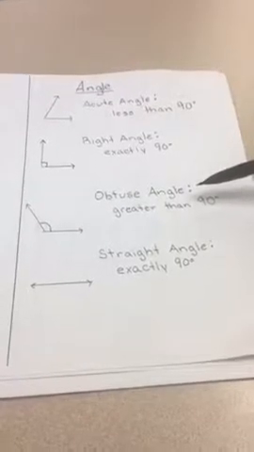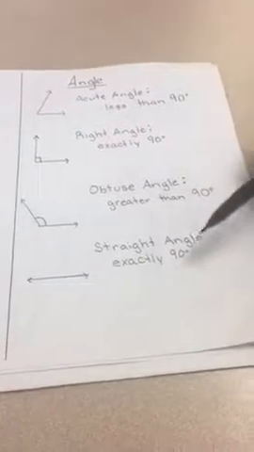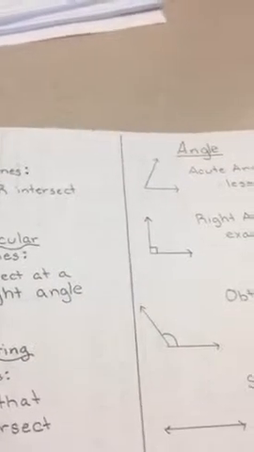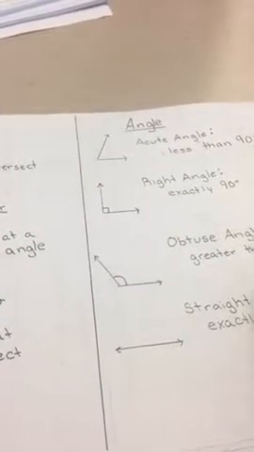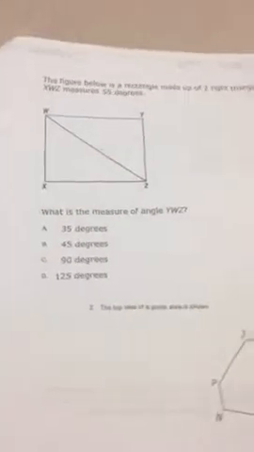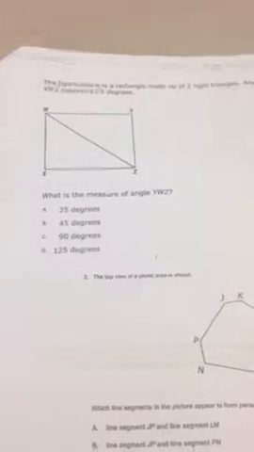We have our obtuse angles, which are greater than 90 degrees, and then we have a straight angle, which is exactly 180 degrees, which is also the same thing as a straight line. So now we have a few word problems that I would like us to go over, and I'm going to show you how to use what we have learned in quarter 3 to help us learn.